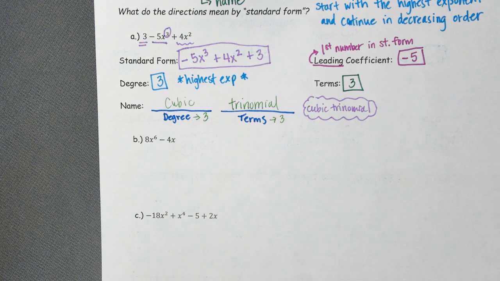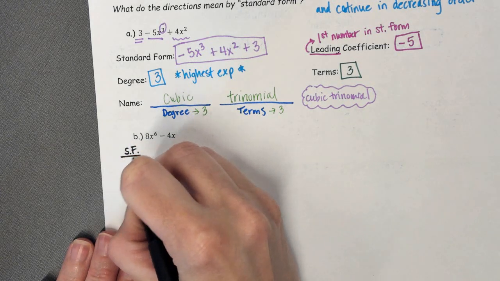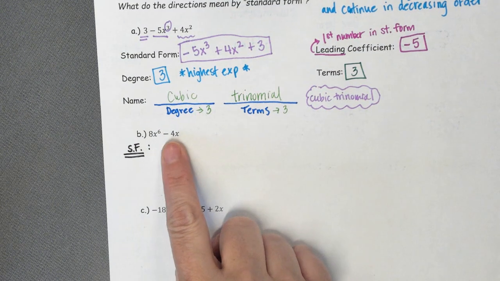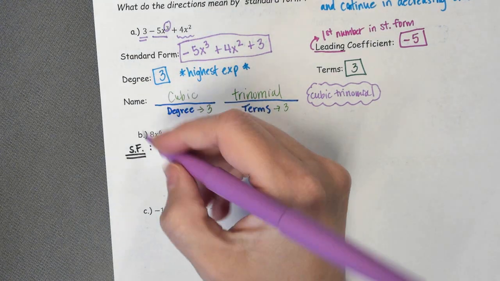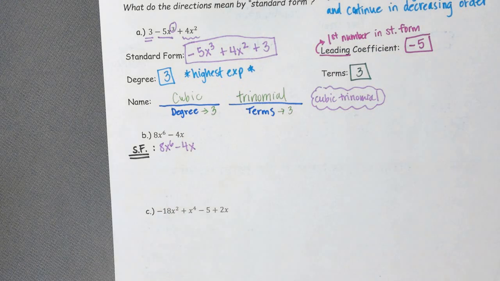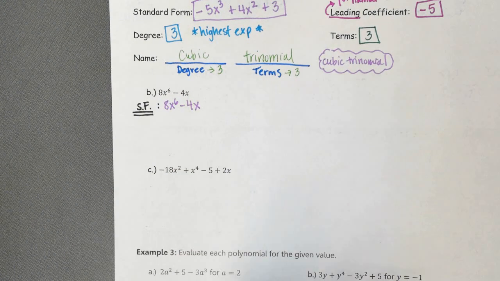Okay, so for part B, we're going to write those down as well, and we're just going to abbreviate. So the first thing we're going to do is write it in standard form. Standard form has to start with the largest exponent, and sometimes it's already in standard form. This one is in standard form already, so you're just going to rewrite it how it is. If it's already in standard form, that's okay.